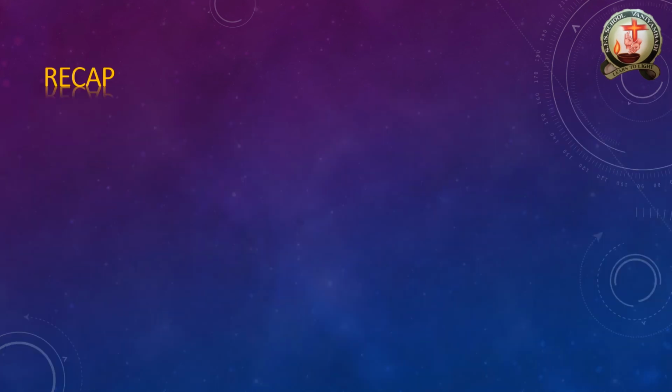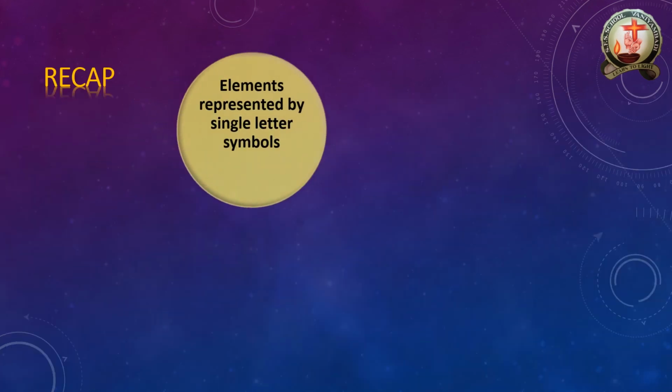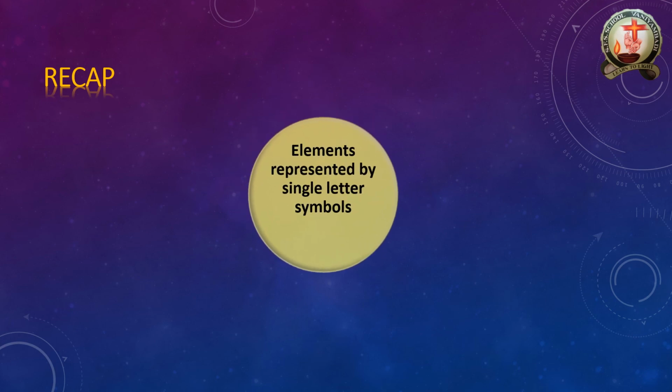I'll give a small recap about this section. First, what we learned: elements represented by a single letter. What are the elements we represent by a single letter? Hydrogen, fluorine, oxygen and carbon, etc. The first letter is capitalized while the second letter has to be lowercase.